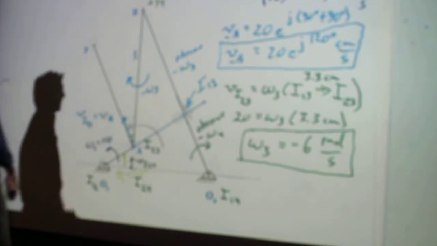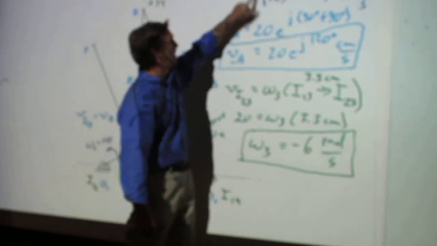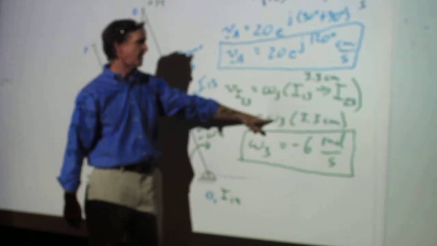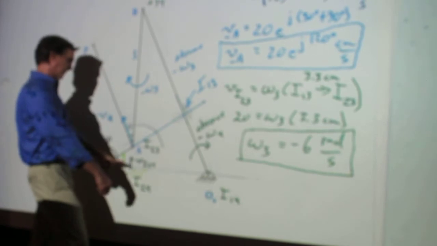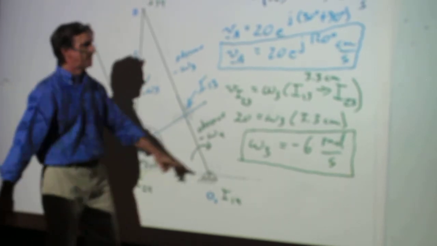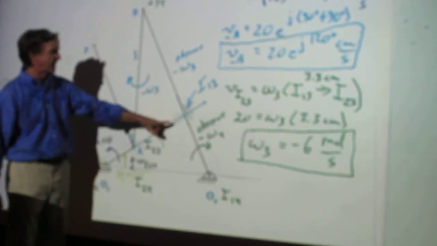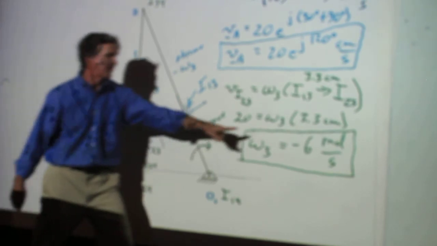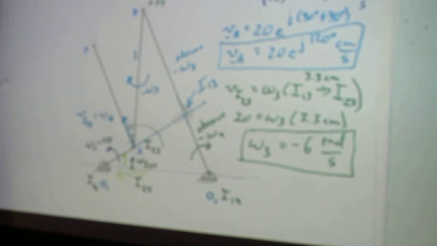So again, I know I23's magnitude is 20. That's why I put that here. I'm trying to find omega 3. I physically measure the distance from here to here. And I also know from observation that omega 3 is in the negative direction, so I put a minus sign in front of it. Okay?